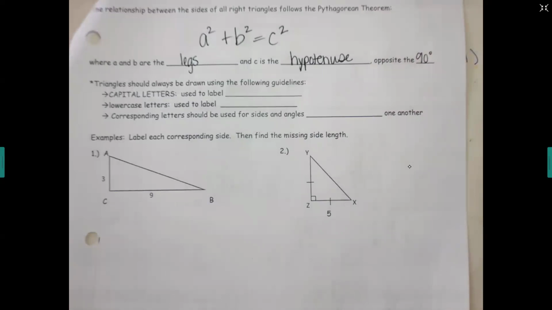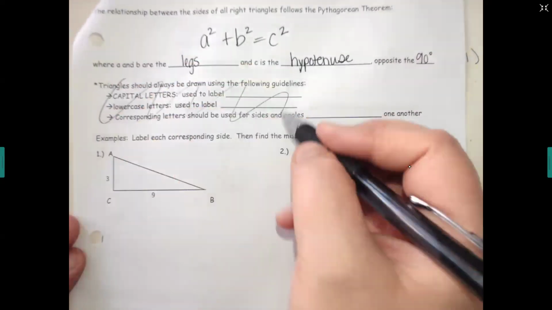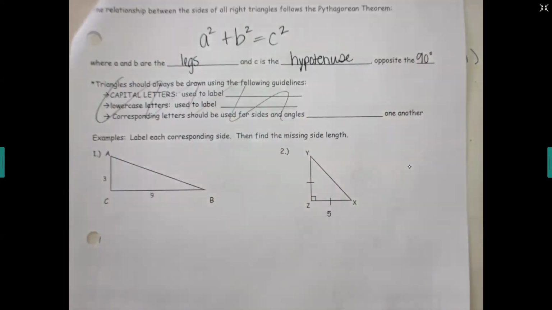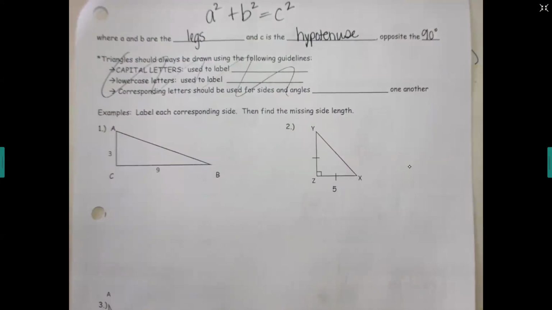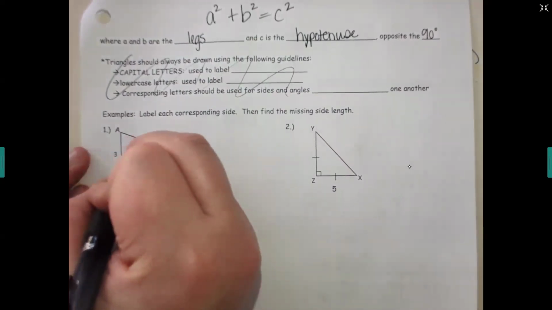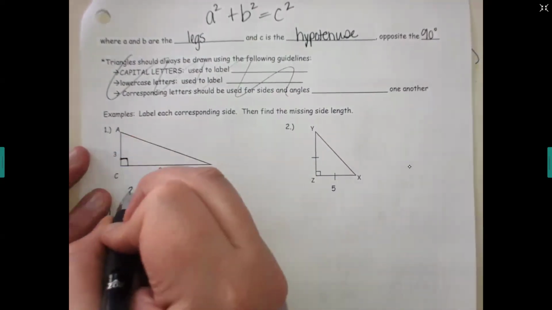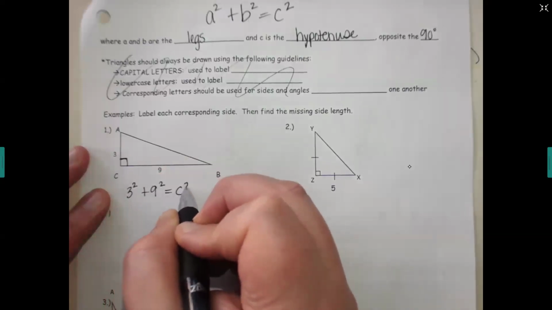Okay. So for now, we're gonna just ignore all the labeling of the triangle. You don't really need that for today. Okay, take a look at number 1. What are the legs of my triangle? What numbers? 3 and 9. So I would do 3 squared plus 9 squared equals c squared.